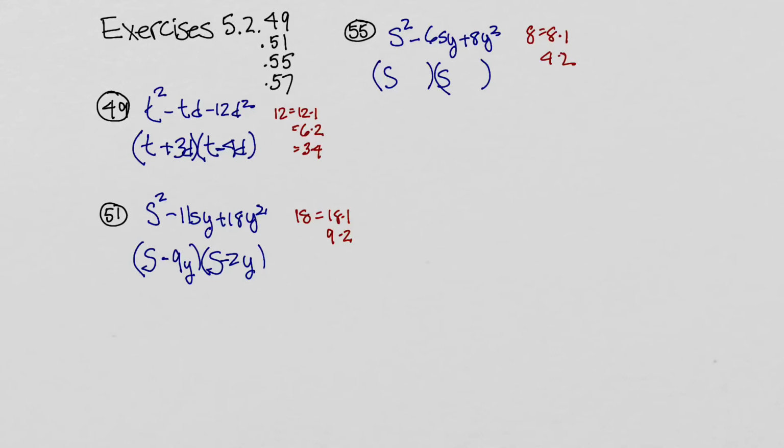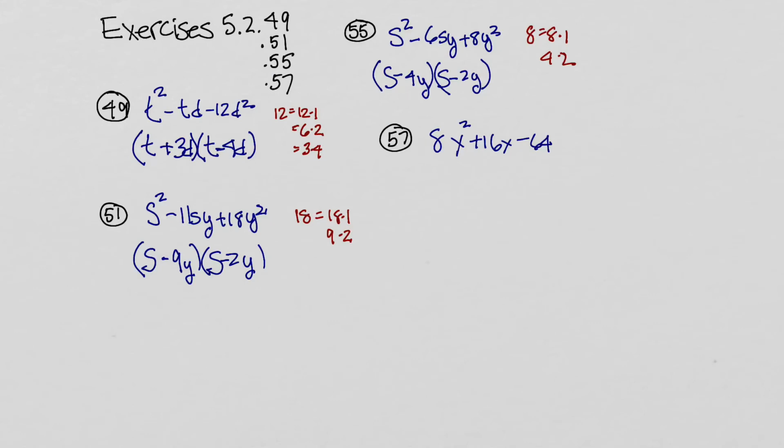But I also need to account for this y squared. So let's come back here and put in a 4y and a 2y. And because this last term is positive, these two numbers have the same sign, and it's going to be that middle negative sign. So let's go with s minus 4y, s minus 2y.